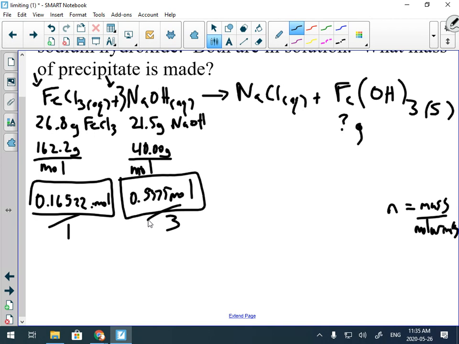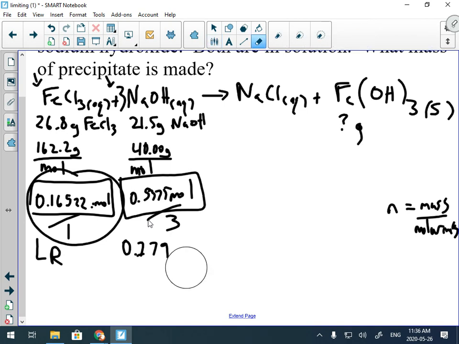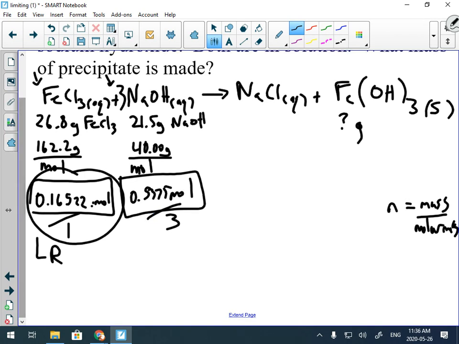So 0.5375 divided by 3 gets me 0.179. So this is still a bigger number than this. That's my limiting reagent. I'm going to run out of the iron chloride first. So even though it had more mass to start with, its mole amount, when compared fairly, was the smallest amount. So that means really I don't need to use anything from the sodium hydroxide value.